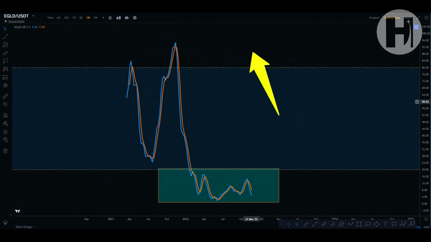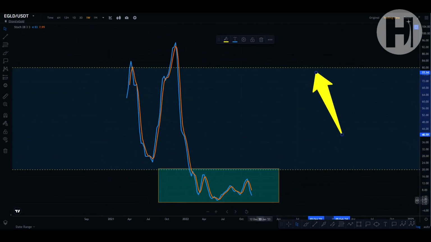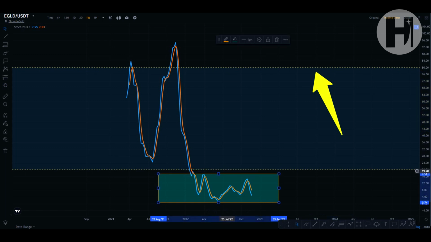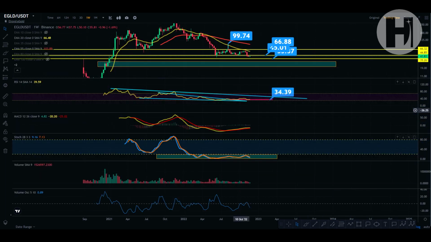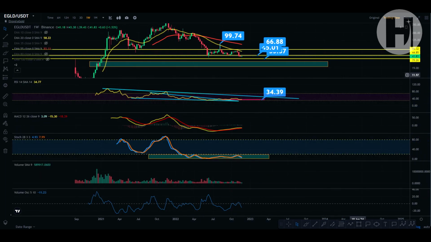And for the weekly stochastic, you can see that we are in the oversold, and we've been there since January 2022. So basically, this year 2022 is great for accumulating Elrond based on the stochastic. And once we get up there above the index of 80, once again, that's going to be the area where you want to be taking profits. Okay, so that's pretty much it.